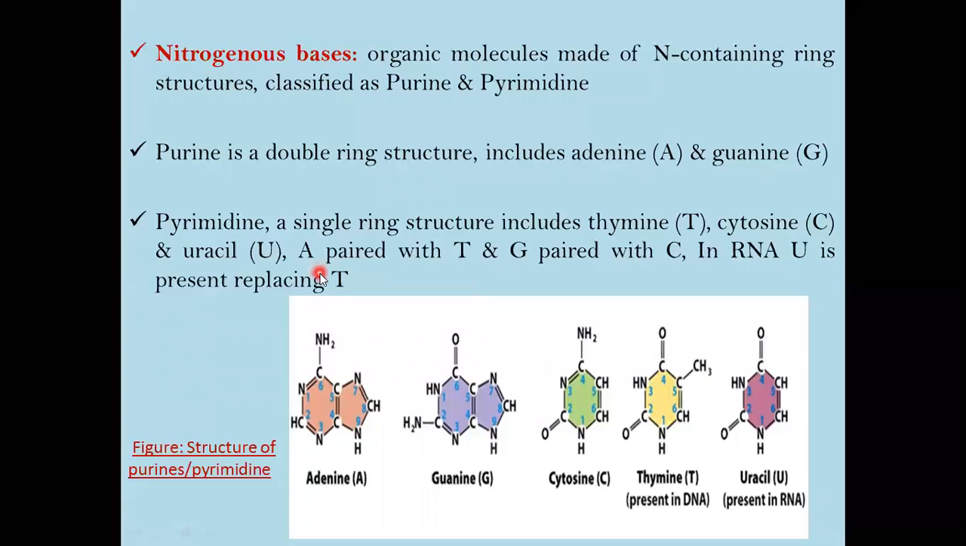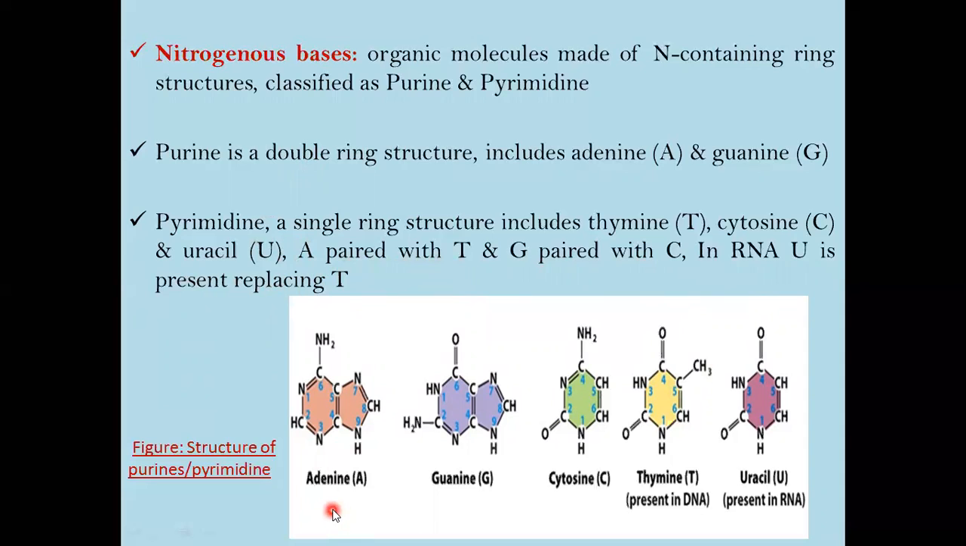And the pairing will be: adenine will be paired with thymine and guanine will be paired with cytosine. In RNA, uracil is present which replaces thymine. So these are examples of nitrogenous bases, which are organic molecules made of nitrogen containing rings.